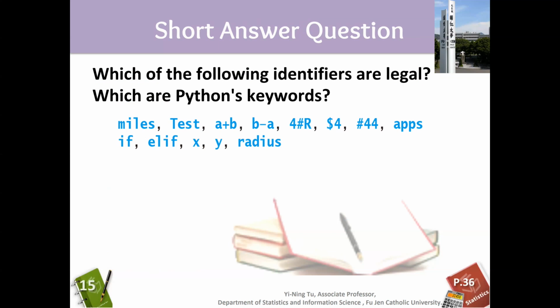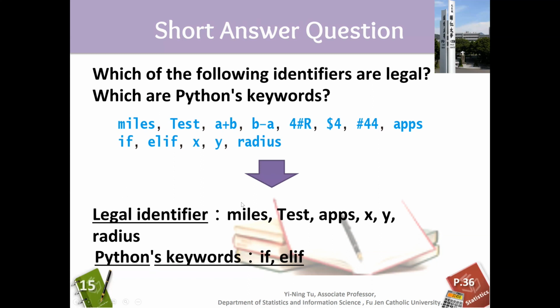This is a short-answer question. Which of the following identifiers are legal, and which are Python's keywords? We can see miles, yes, it could be. Test, it could be. But A plus B, or P subscript A, or 4 as the first character cannot be, because the first character cannot be a number, and different characters, signs, and punctuation cannot be used. If, elif, oh, elif is a very important keyword with a special function, so it also cannot be an identifier. So we can see the following is the answer.